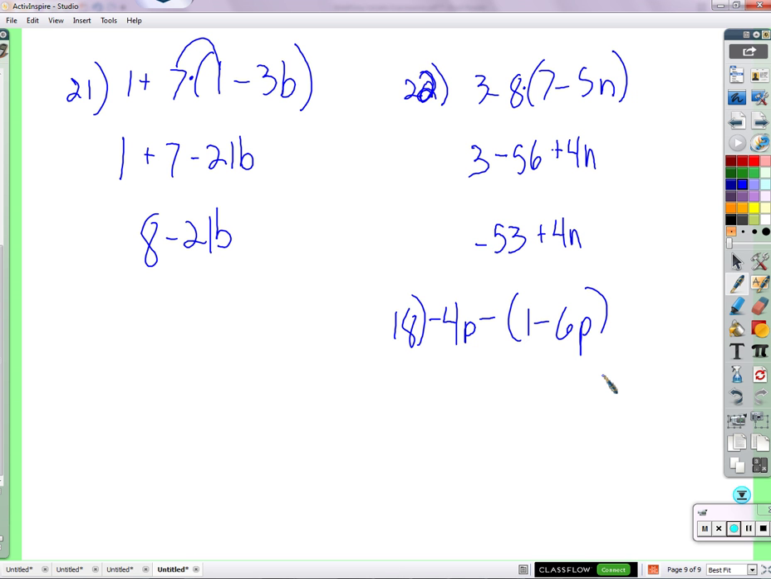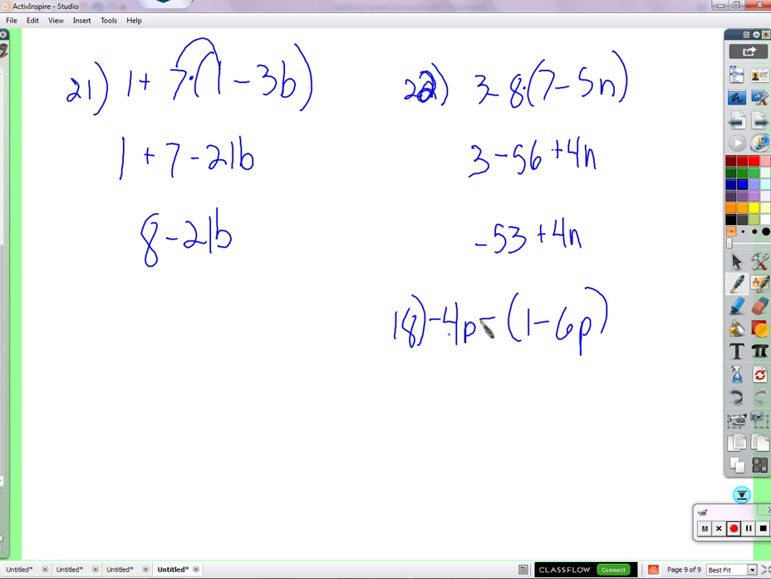Collect like terms. Which like terms? Two p's. This p's inside of parentheses. Should I do something about that parentheses? No. Why? Distribute it. Distribute what? Four. So if I would read this, it would say negative 4p times 1 minus 6p.